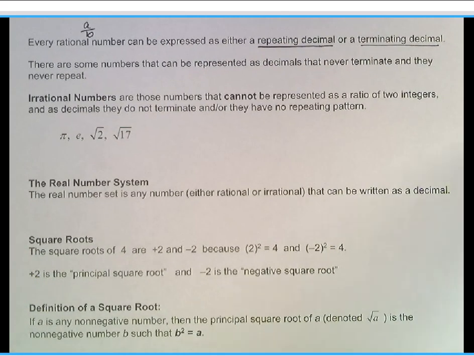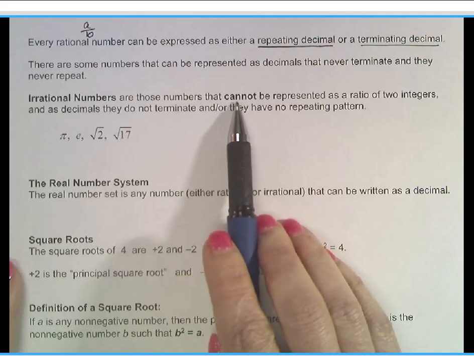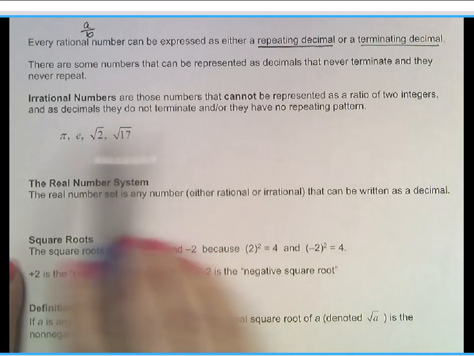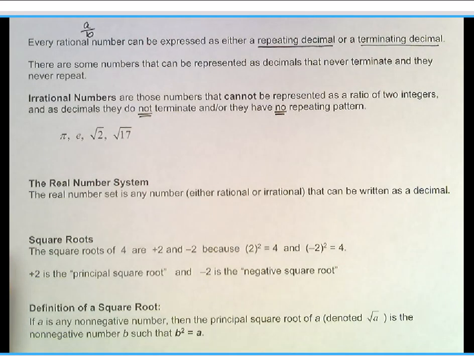There are some numbers, though, that you can't represent as fractions, and if you try to represent them as decimals, they never terminate. They just go on and on and on forever, and they never have any kind of a repeating pattern. So those are called the irrational numbers. So ir, that beginning, means not. So you have rational numbers, and then you have irrational numbers, and those are basically the two big number groups: rationals and irrationals. So irrational numbers are those numbers that cannot be represented as a fraction, and as decimals they do not terminate and they have no repeating pattern. They just go on forever and ever.